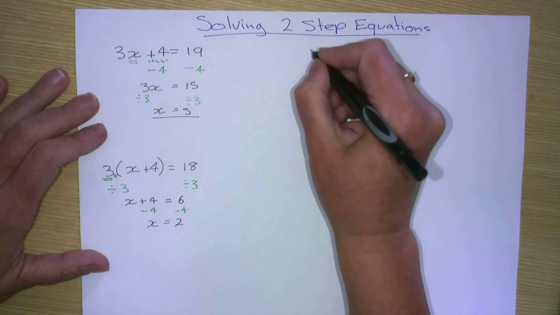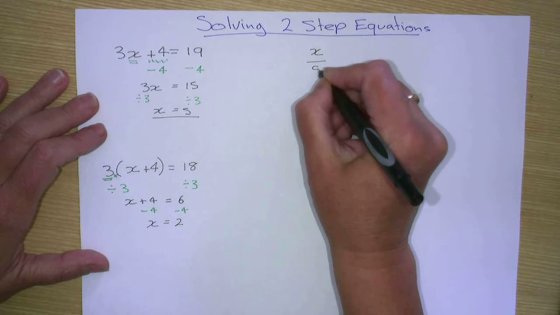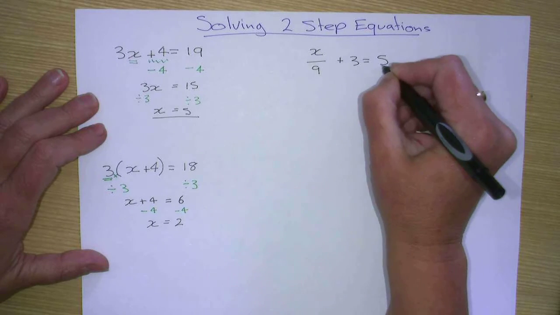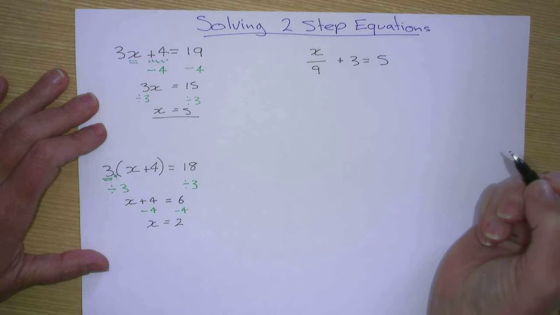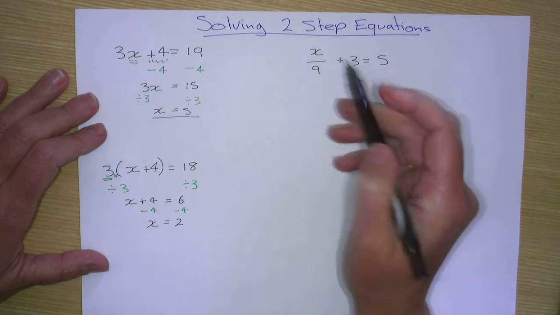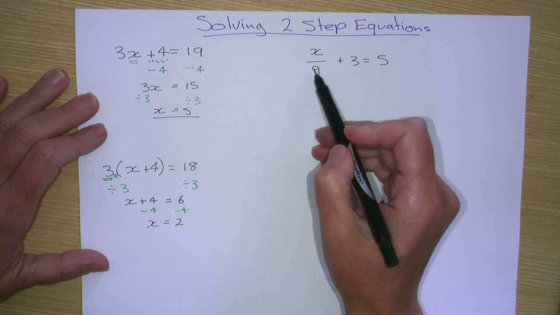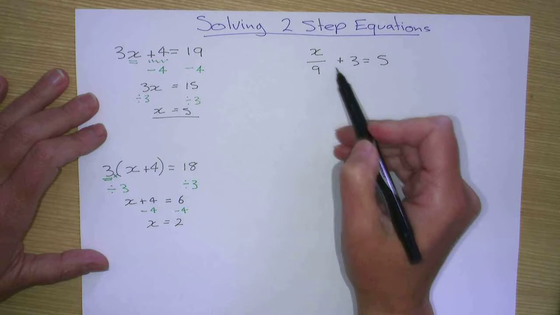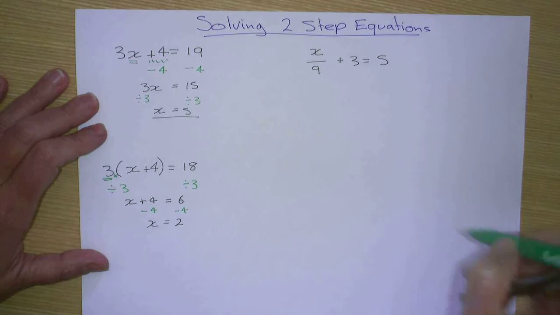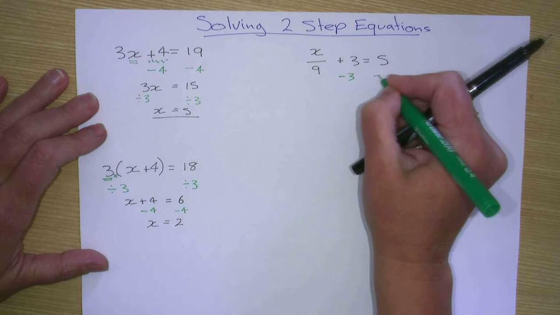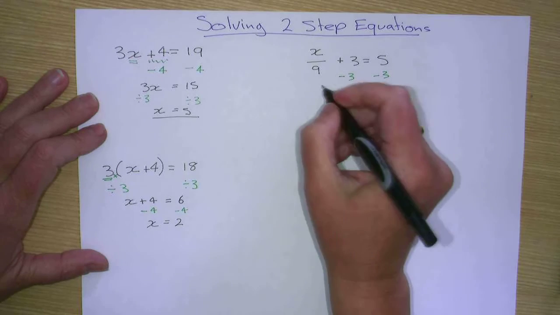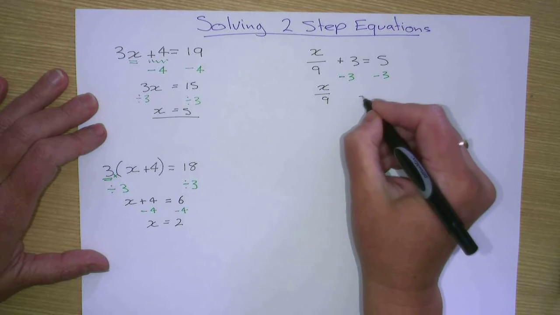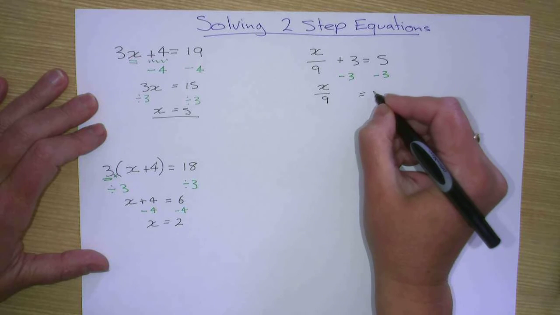Our third example uses division. Again, if we were doing it and there was a number on the top, we would take this number, divide it by that, and add our 3 to see what our answer is. So we get rid of this plus 3 first by subtracting 3 from both sides. Now we have x over 9, plus 3 minus 3 is 0, and 5 minus 3 is 2.